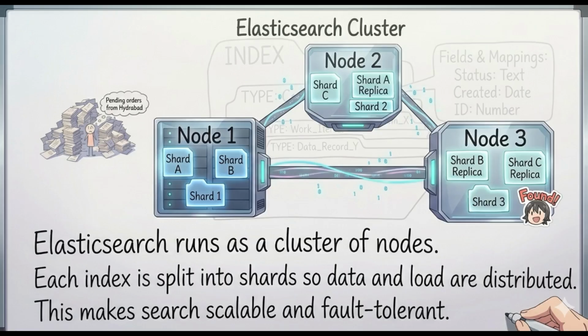Elasticsearch runs as a cluster of nodes. Every index is split into pieces called shards, allowing the data and processing load to be distributed. This architecture makes your search both highly scalable and fault-tolerant.